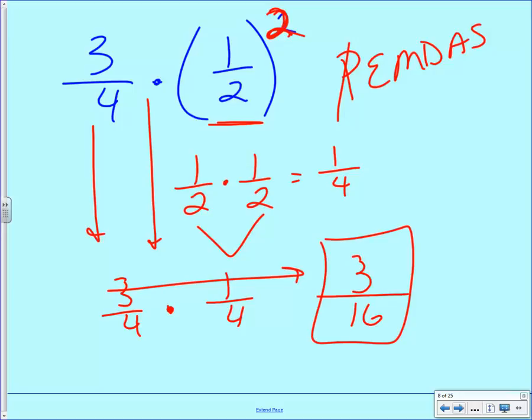All right, so that is all for section 2.8.